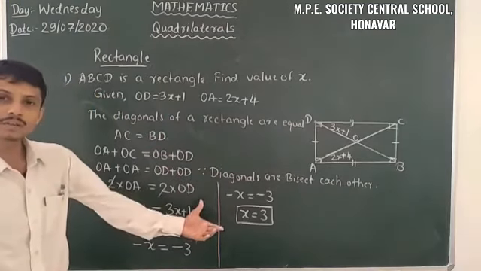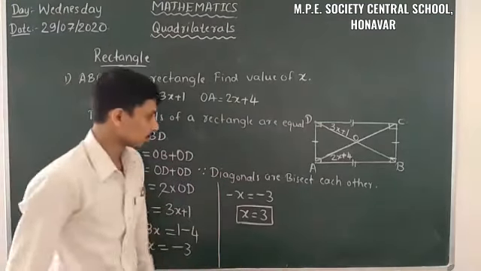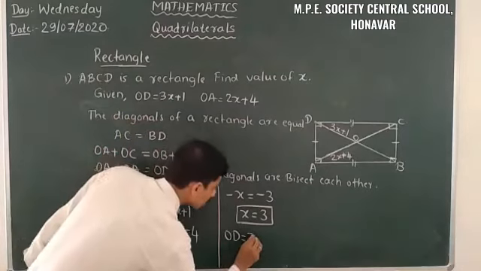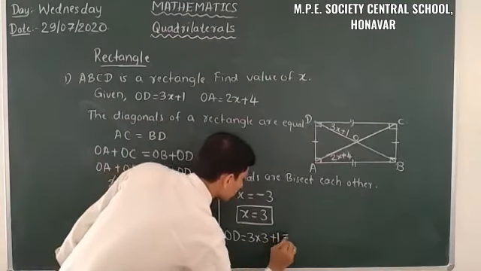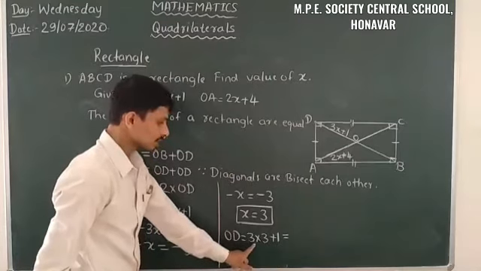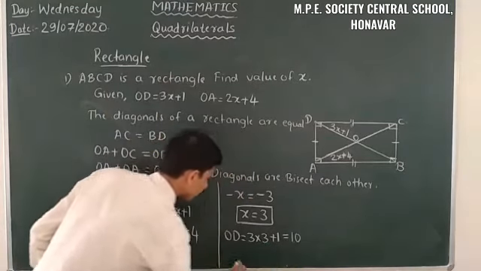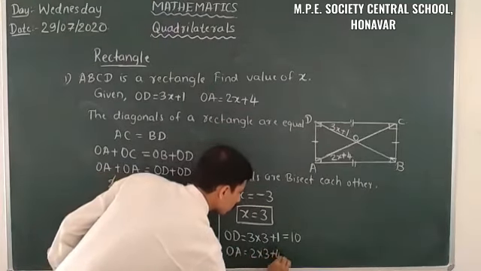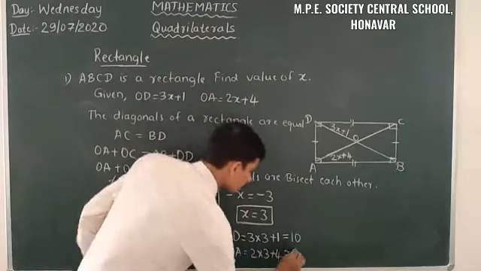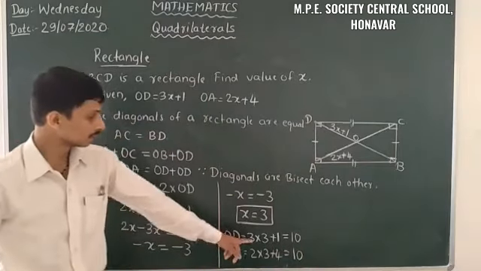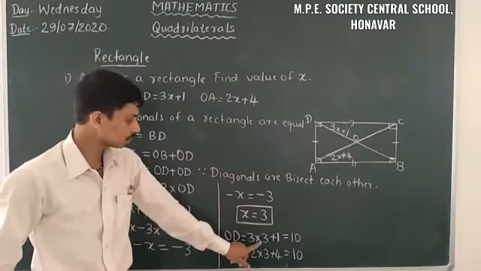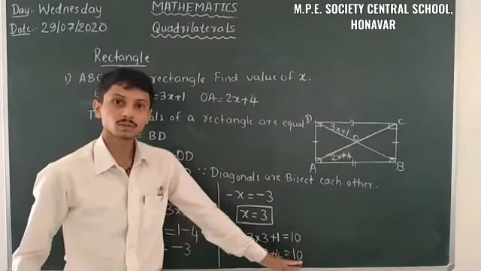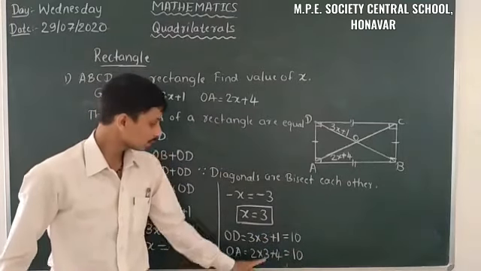Then we have to find the value of the diagonals. OD is equal to 3x plus 1, so 3 into 3 plus 1, that is 9 plus 1, which is 10. Then OA is equal to 2x plus 4, that is 2 into 3 plus 4, 6 plus 4, which is 10. So when substituting x is equal to 3, both values are equal.